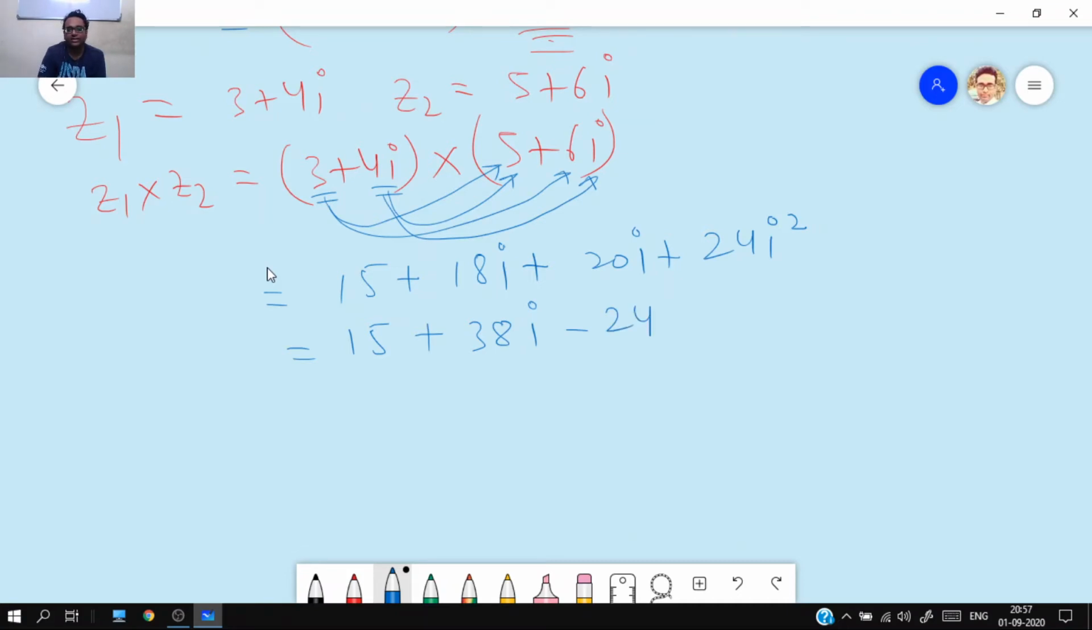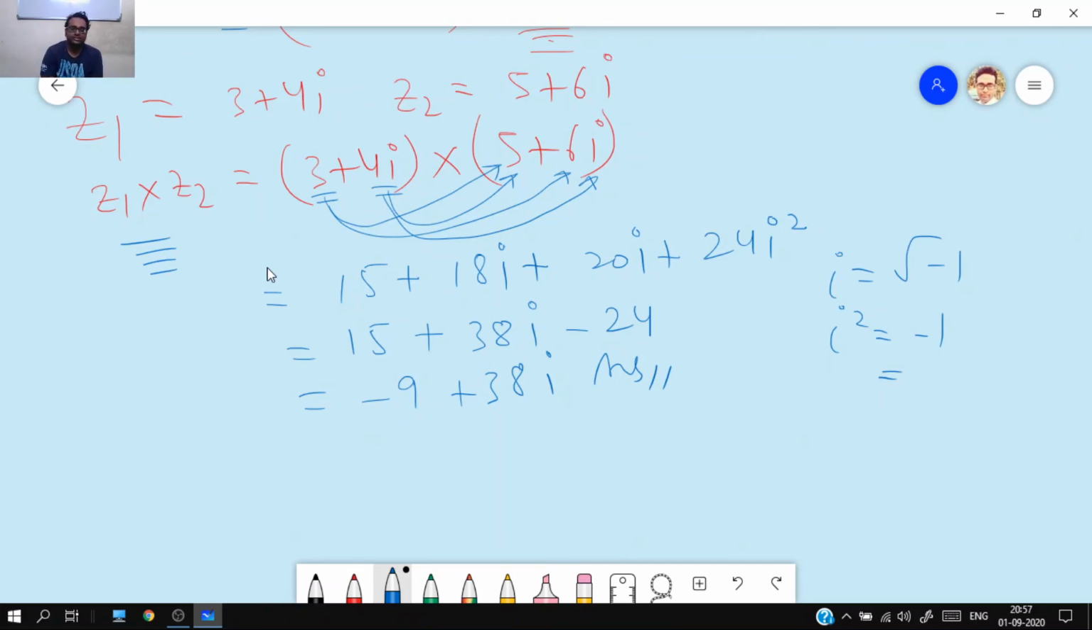How can i square be replaced with minus 1? i is equal to root under minus 1, then i square is equal to minus 1, simply. So 15 minus 24 is minus 9. Minus 9 plus 38i. This is my answer when two complex numbers z1 and z2 are multiplied.